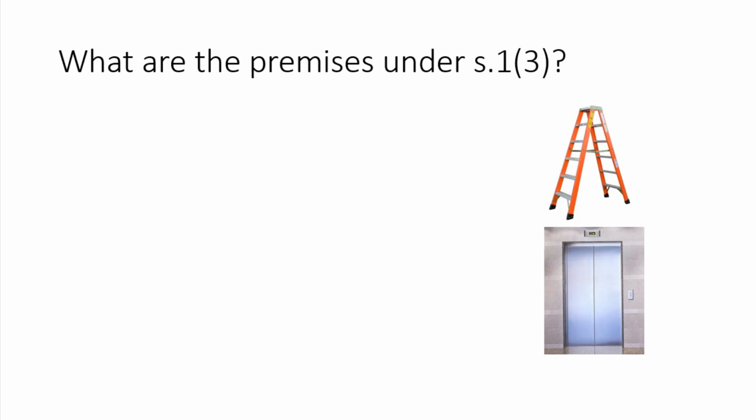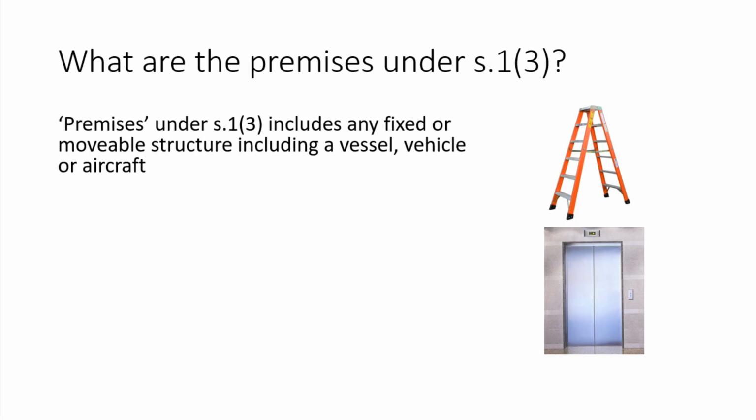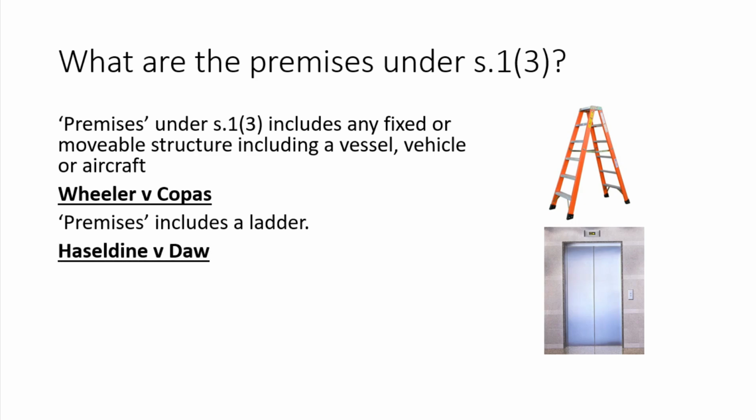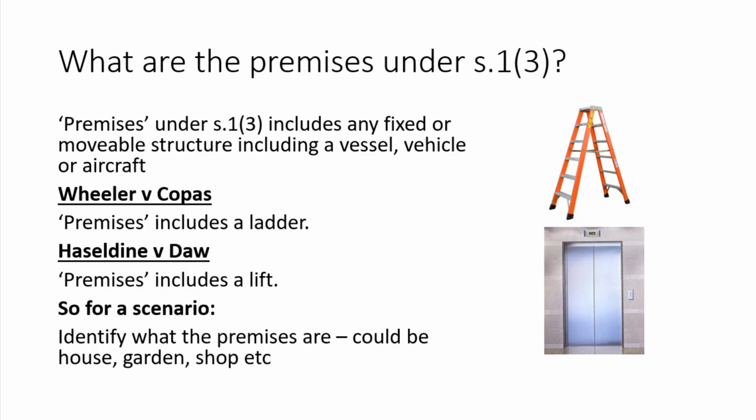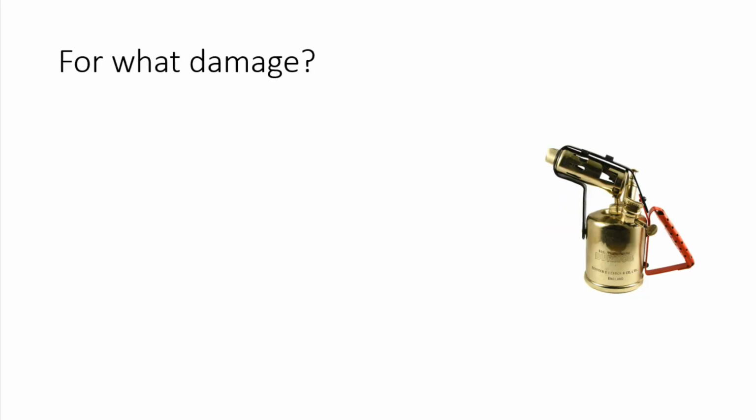The third thing you need to look at is what are the premises under section 1 subsection 3. Premises include fixed or movable structures, including vessels, vehicles and aircraft. They have been held to include these two things. So in Wheeler and Copps, held to include a ladder, and in Haseldine and Daw, they were held to include a lift. So in a scenario, you're just going to identify what the premises are. Is it the house, a garden, a shop? Whatever the premises are in question, you identify them.